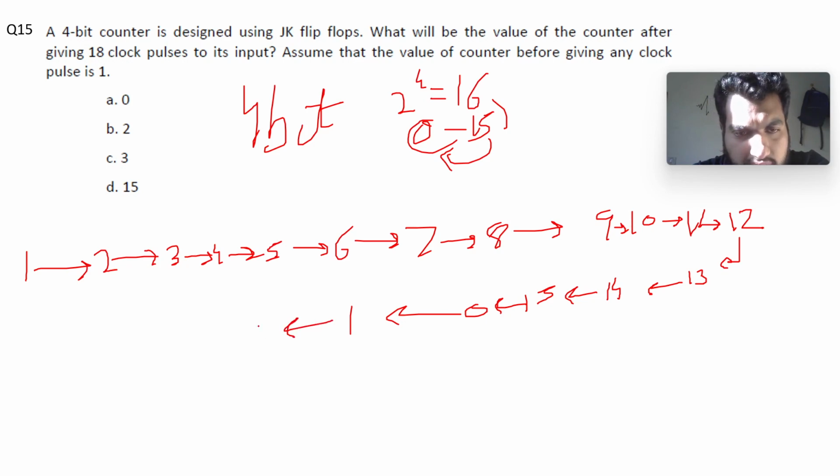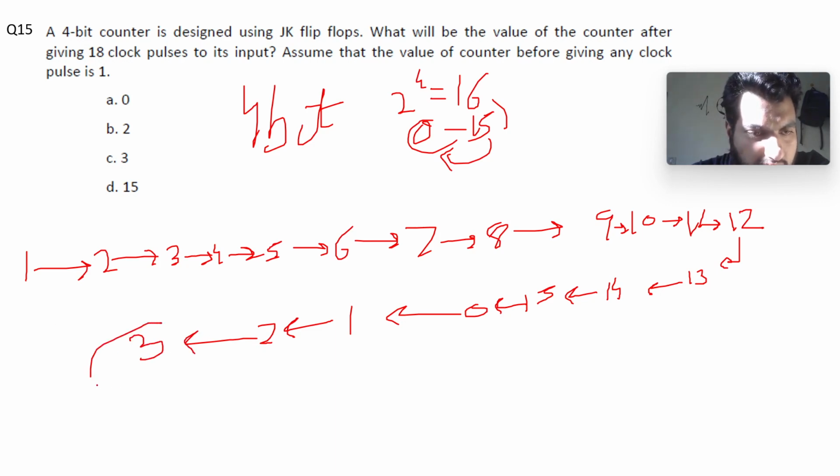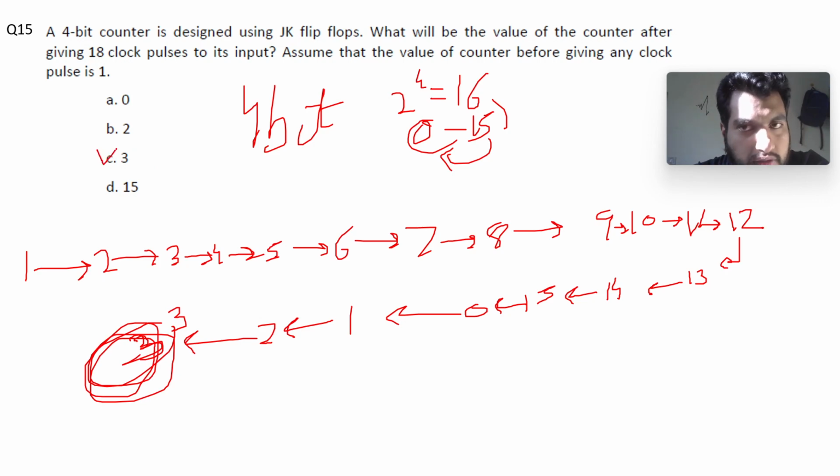So this is 17. At 17th I will be at 2nd, and after 18th I will be at 3rd. So after the 18th clock pulse, I will be at state 3. So the value of the counter, not state. State will be different. State is a different thing. So the value of the counter after the 18th clock pulse will be 3.